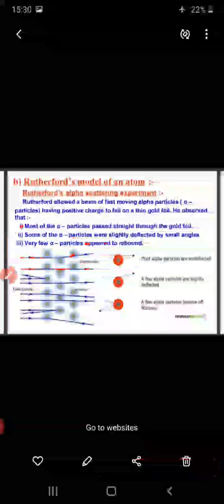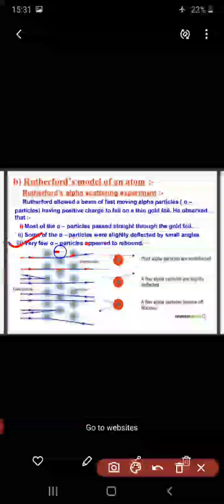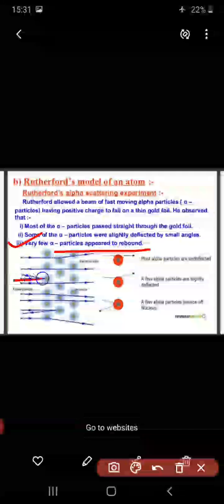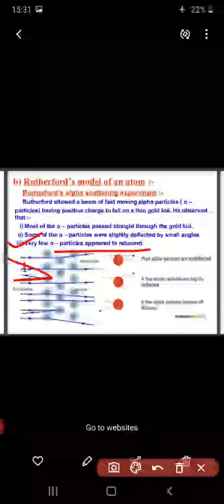Now third point, very few alpha particles appeared to rebound. See, these particles appeared to rebound, that is, they are reflected. These particles are returning back, that is, we call it a rebound. Some of the very few alpha particles are rebounded from the gold foil.